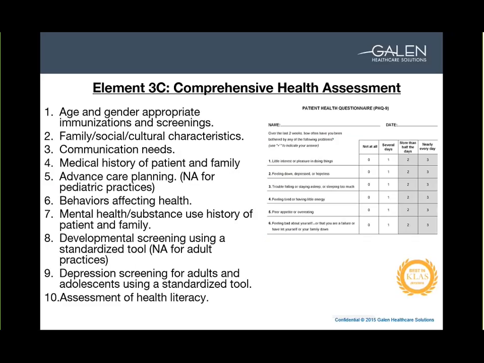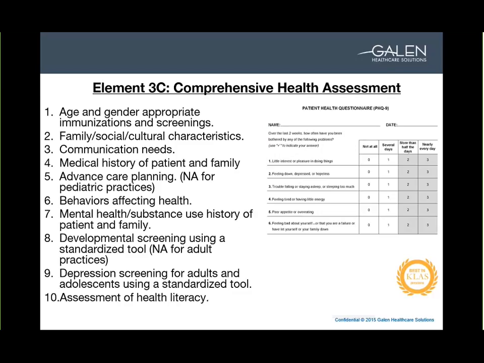Do you capture, and under element 3C, you'll see there's 10 factors here. Do you capture age and gender appropriate immunization and screening? Are you looking at the social and cultural characteristics of the patient and their family? So am I looking at maybe what their household environment risk factors are? Are there a variety of characteristics such as poverty, homeless, unemployment, sexual orientation, gender? Those are the types of things that we're looking for in number 2.